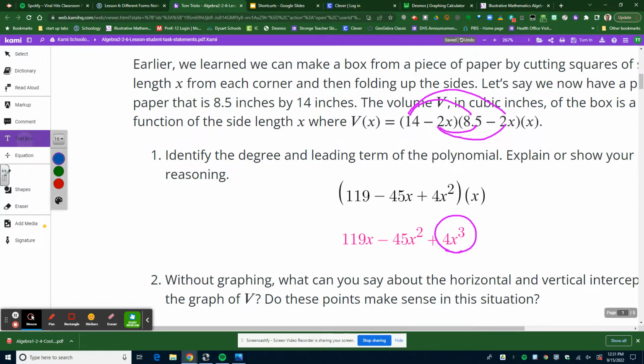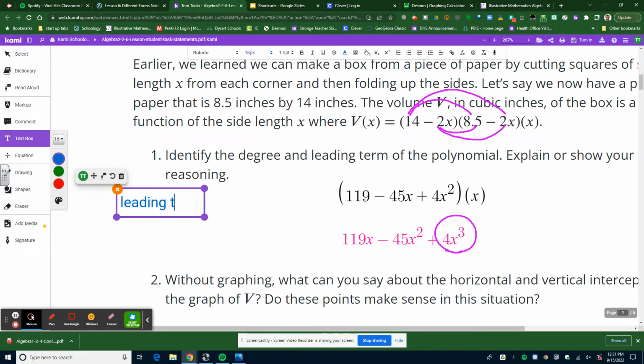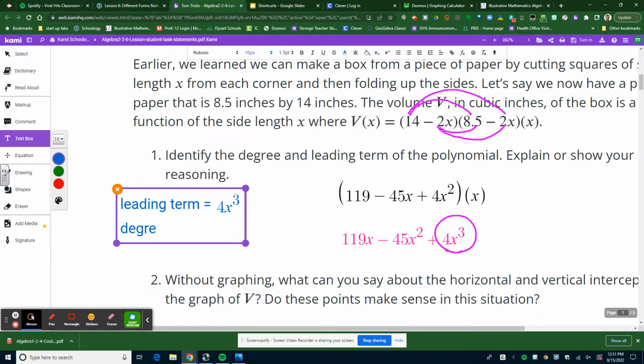So leading term is 4x to the third. If I'm in a text box, I go up to the top menu bar, change it into equation editor, 4x cubed. And my degree of the entire polynomial is the highest exponent that you see. In this case, 3. Okay. So far, so good.